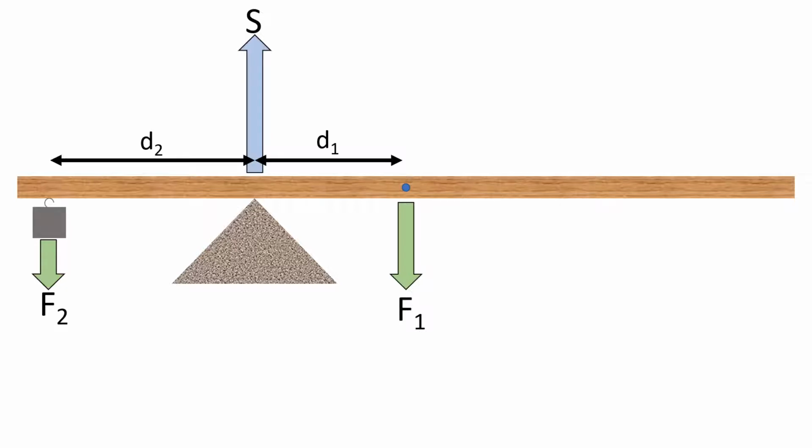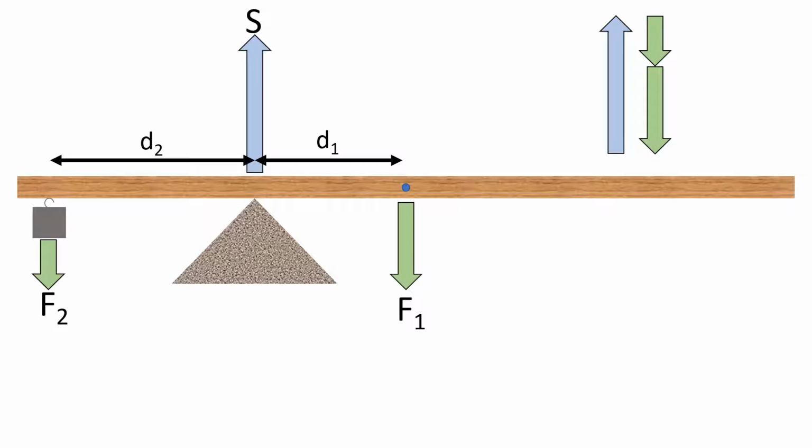We also have a support force which acts upwards at the pivot. This is because if we only had F1 and F2 acting on it, then there would be a downward resultant force, and so the rod would accelerate. However, because we don't have that, we are in equilibrium.